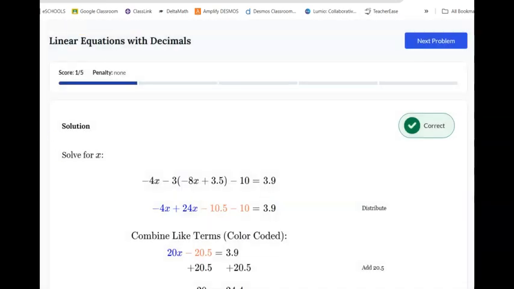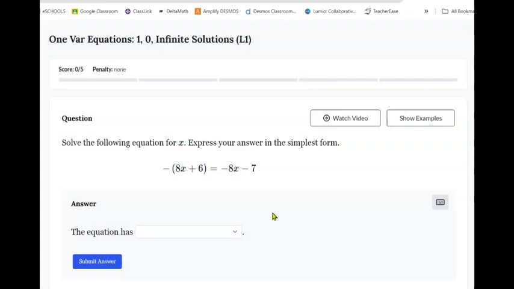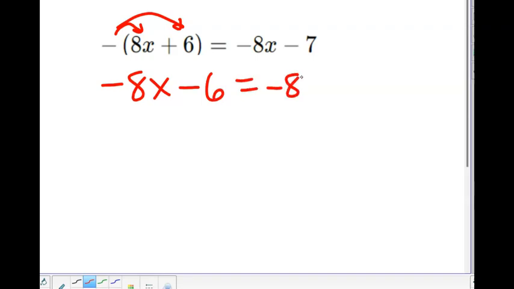All right. Last topic. Infinite, one, and no solutions. So we got to take a quick look at each problem after you get rid of the parentheses. So -8x minus 6 equals -8x minus 7. And there we have it.